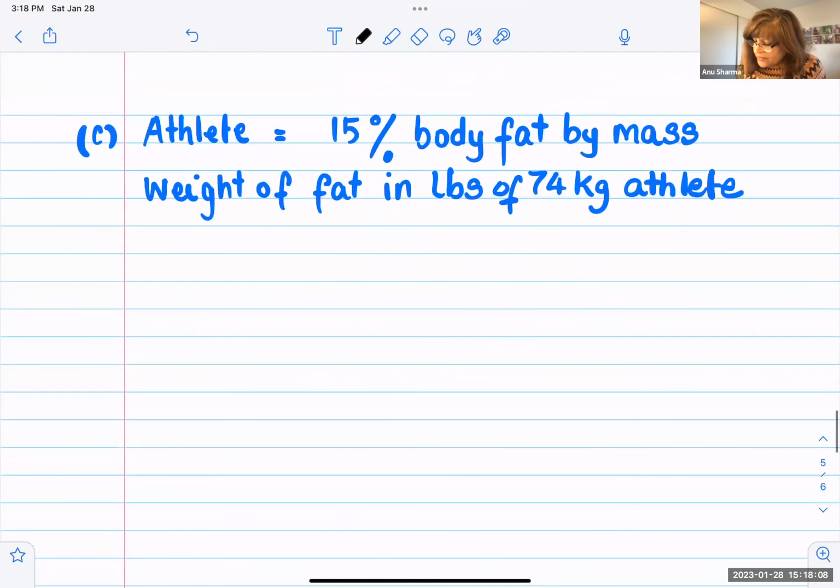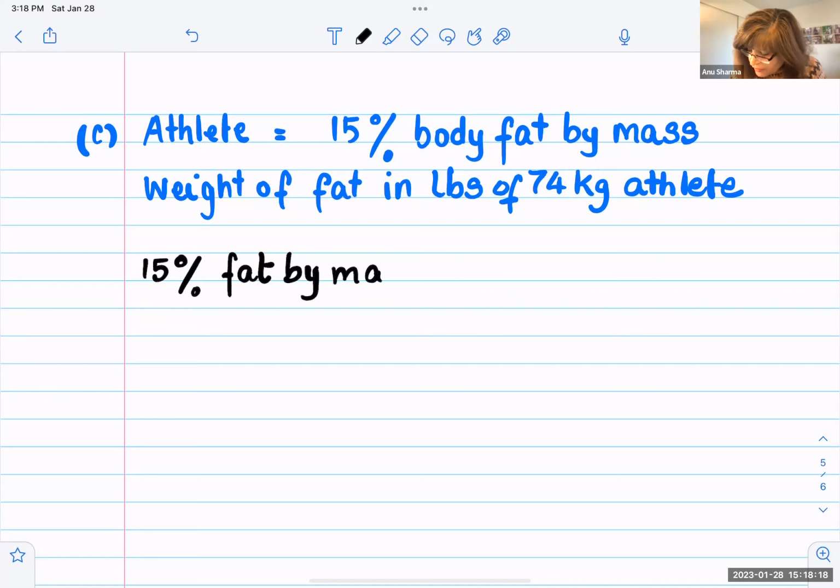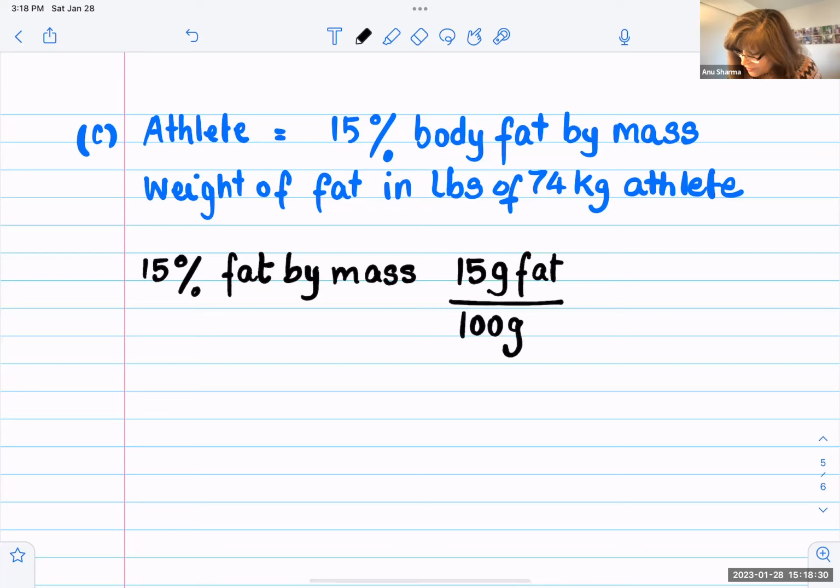So that's the problem. A few things here. First of all, 15% fat by mass. What is the meaning of this? This means that 15 grams of fat is present in 100 grams of the body mass, of the body weight or the total body mass.